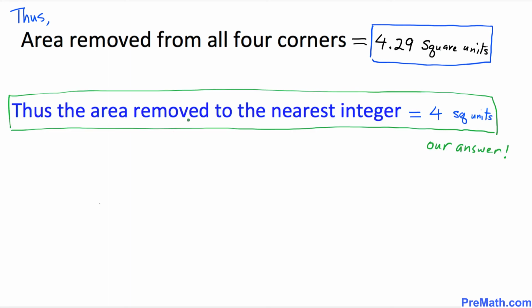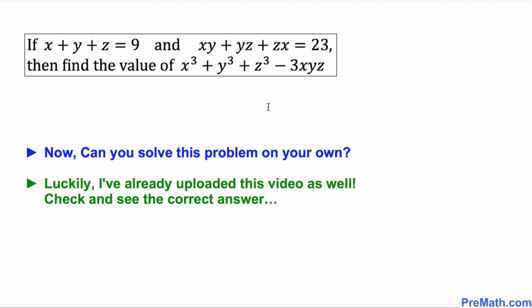And thus the area removed in terms of the integer is simply 4 square units, and that is our answer. And here is your assignment. Can you do it on your own? You can take your time. Luckily, I have already uploaded this video as well. Please go ahead and check it out and see the correct answer.